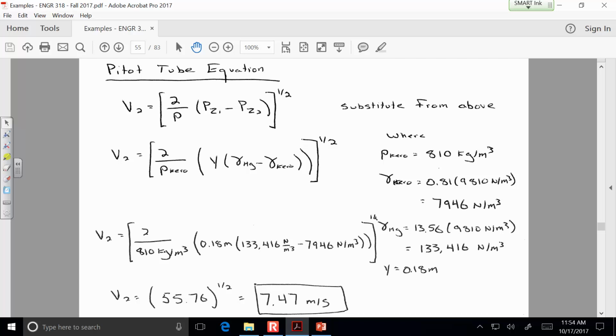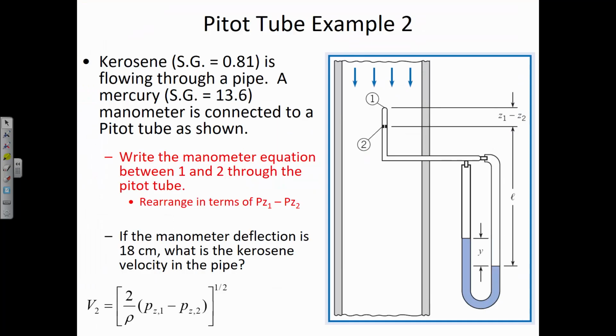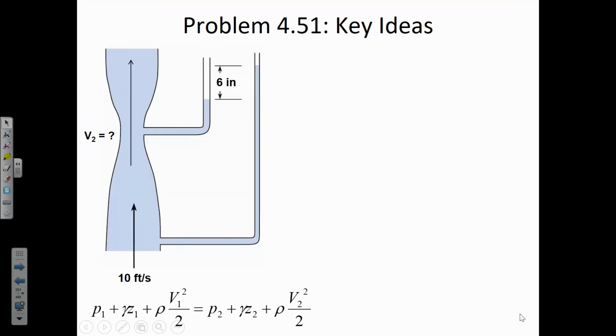Okay, do you have questions about that example? Let's look at a homework problem. All right, so problem 51.